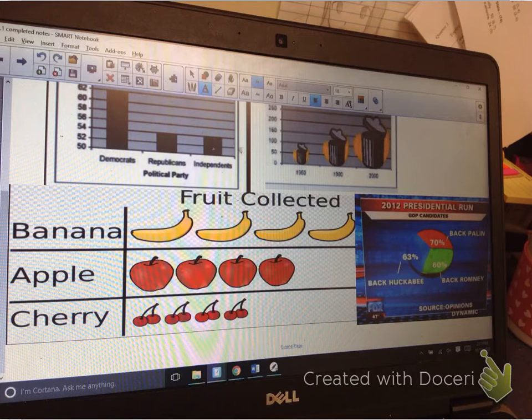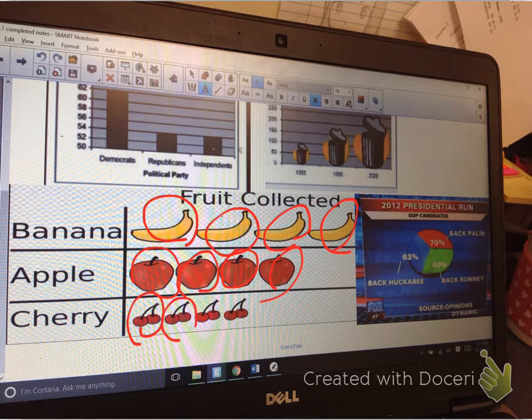The next one here is another pictograph, and it's talking about fruit collected. 1, 2, 3, 4. 1, 2, 3, 4. Now, cherries, do they count as 1 or 2? I don't know. But either way, we have 4 items here, and they're not equal in the bar graph. They should be. That's deceptive.